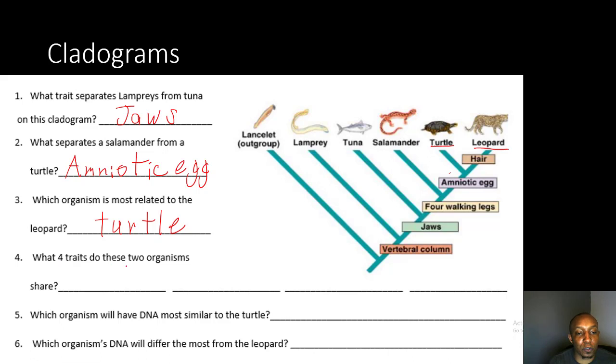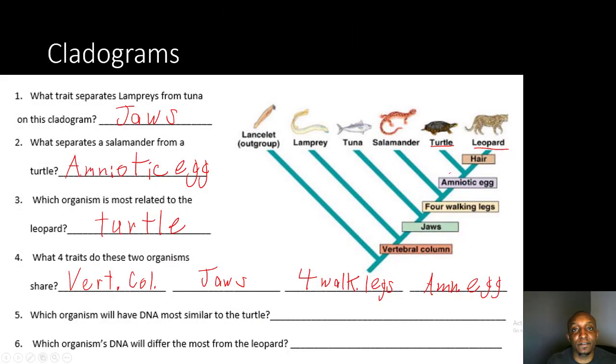And then number 4, what 4 traits do these 2 organisms share? They both share a vertebral column, and I just put vert-col, just abbreviated. They both share jaws. They both have 4 walking legs. And then they both have amniotic eggs.